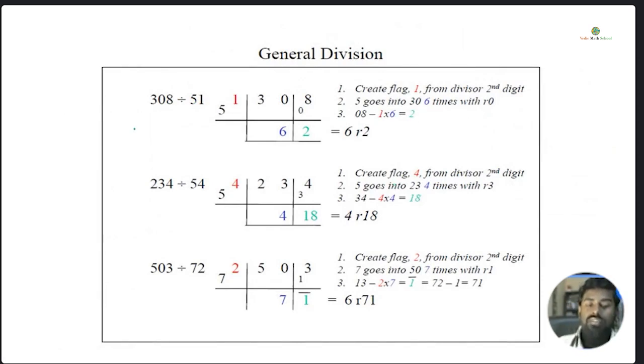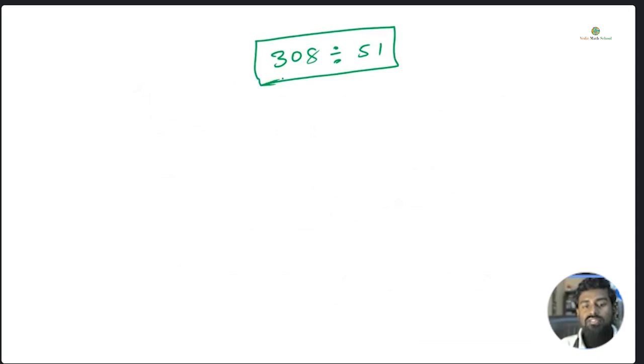So here I am going to solve every question, but first understand this: 308 divided by 51, here in the free space. 308 divided by 51. Okay, one problem, and this is very important. If you understand this, you will understand every problem. So what is this? Let's understand.